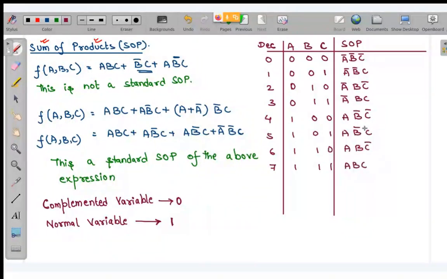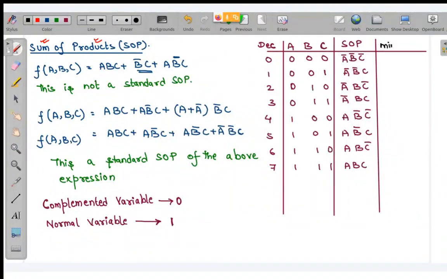Tell me, up to this point, is this clear? I am talking about a three variable expression. Now, all these individual terms, they are basically known as min terms. They are known as min terms.